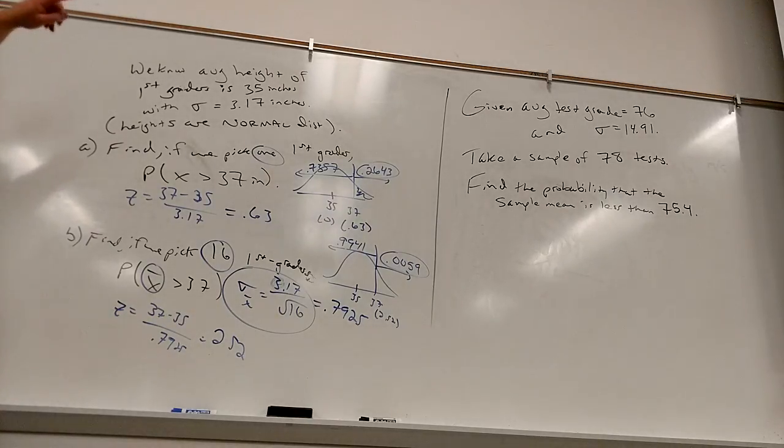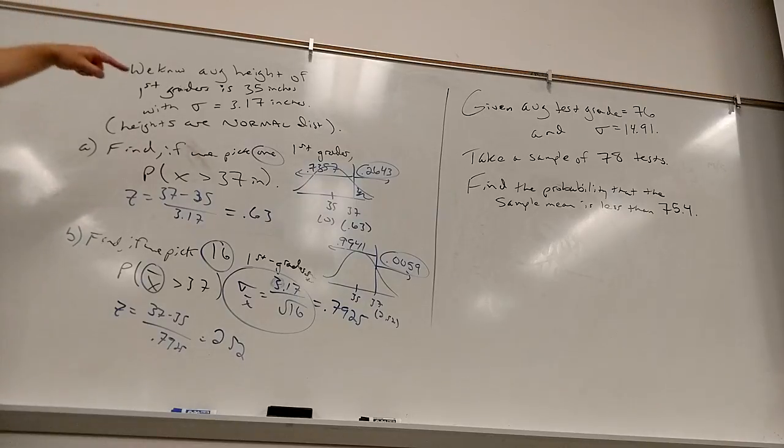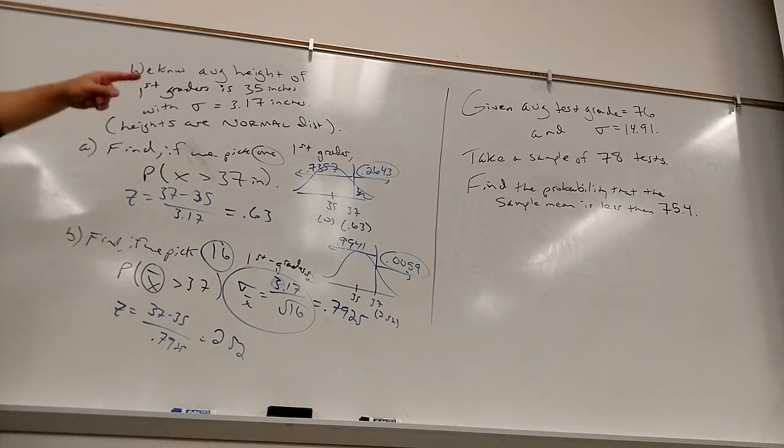So given an average test grade of 76 and a standard deviation of 14.91, take a sample of 78 tests. What's the probability that the sample mean for the 78 is less than 75.4? Do it.